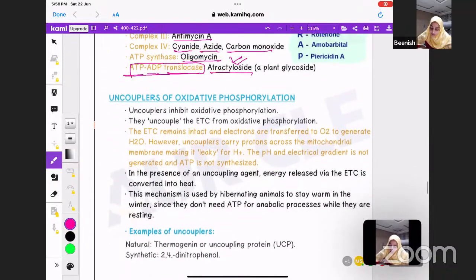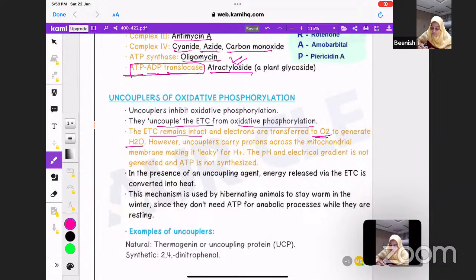Now, talking about uncouplers. What are uncouplers? They make holes in the inner mitochondrial membrane, and this dissipates the potential gradient that is generated. So phosphorylation is not taking place. Uncouplers uncouple the electron transport chain from oxidative phosphorylation. The electron transport chain, that is oxidation, is intact: transfer of electrons is taking place, and electrons are transferred to oxygen to generate water.